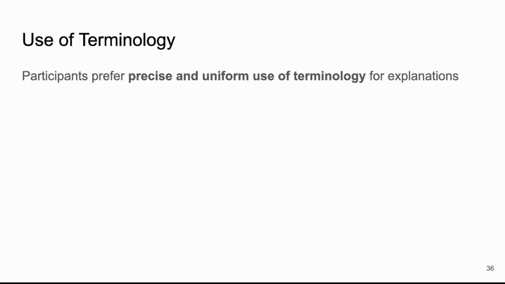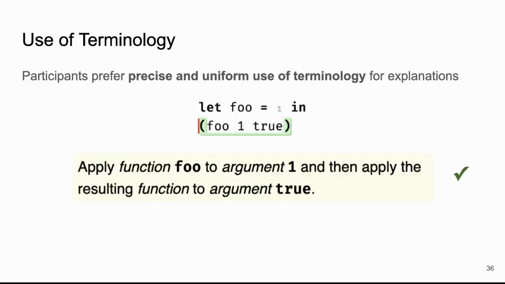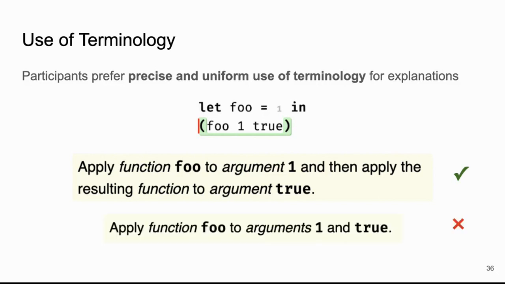We also found that some of our participants really valued having really precise and uniform use of terminology for the explanations. So in this case, we have a similar example, but this is for a curried function application. And participants ranked higher an explanation such as apply function foo to argument 1 and then apply the resulting function to argument 2, which is giving a more technical and precise explanation of how function currying works, as opposed to an explanation such as apply function foo to arguments 1 and 2.